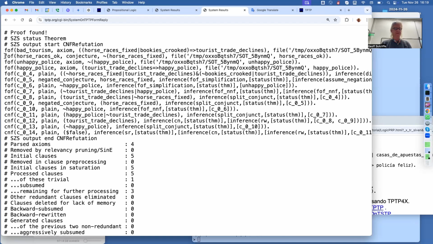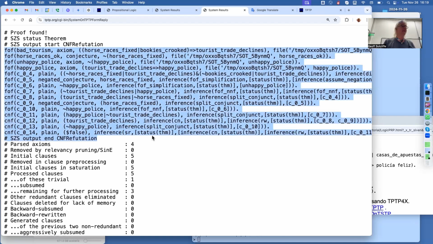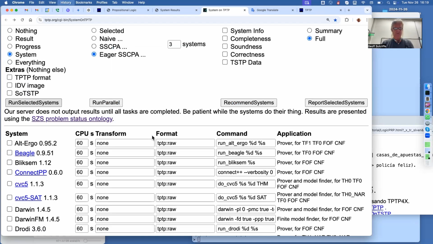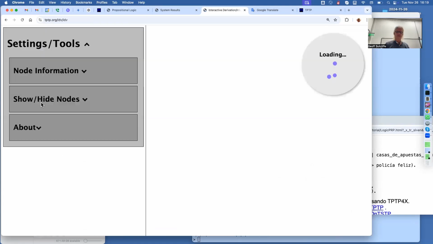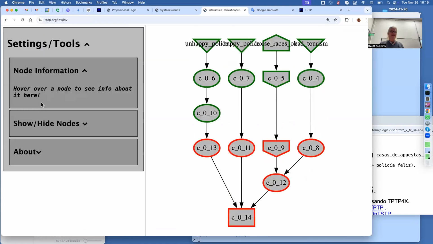All right. This is no good. Very difficult to understand. You cannot understand this. It's crazy. So we go back and choose also this button, IDV image. This is the one to make the pretty picture. All right. Now we do run selected systems. It will make the proof and draw the pretty picture. Here's the proof. Now we can understand the proof.